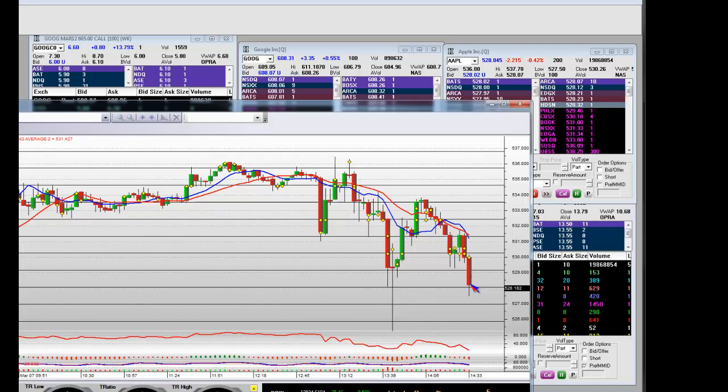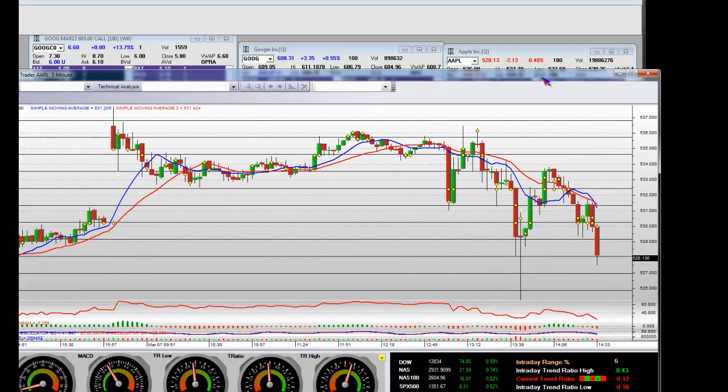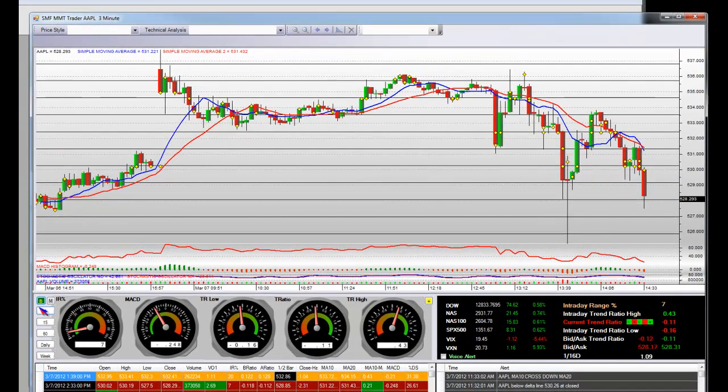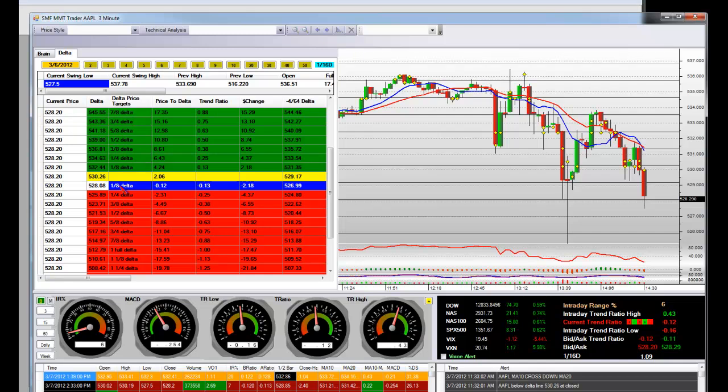And what are we going to do again? We're going to do what we do best as an MMT, and we're going to get net short on any other bounces back up here. But most importantly is how you're going to get long. You're going to do it right here. You're going to go into the brain. You're going to go over here, and you're going to put an order out. A 1/4 delta is 520. Put an order out to buy right now.